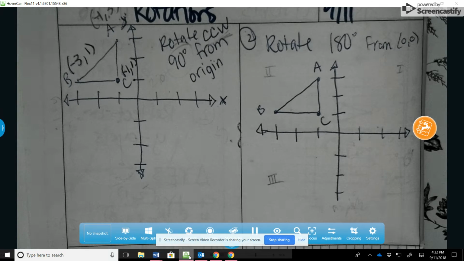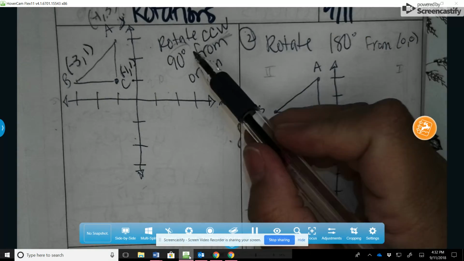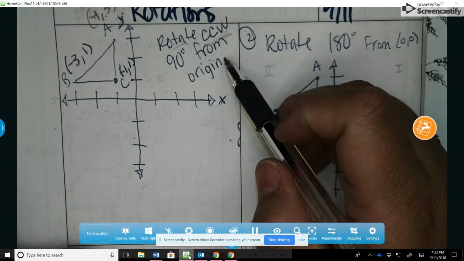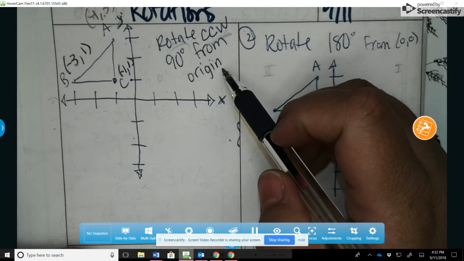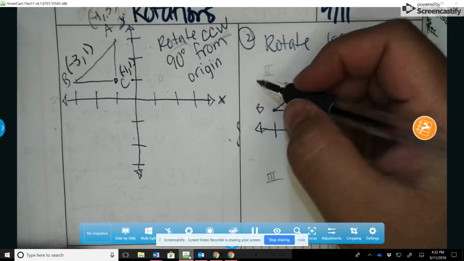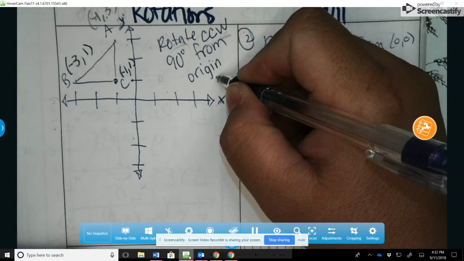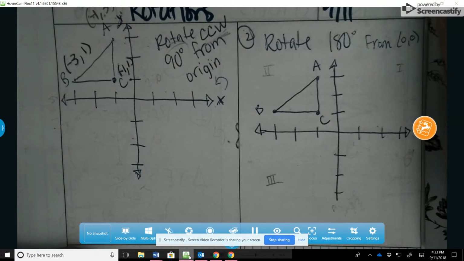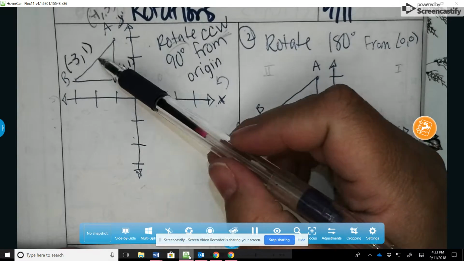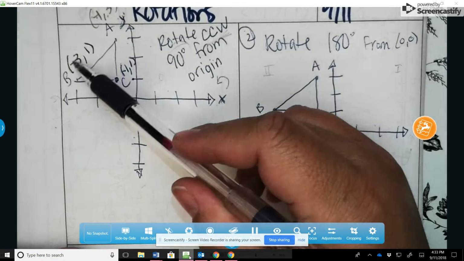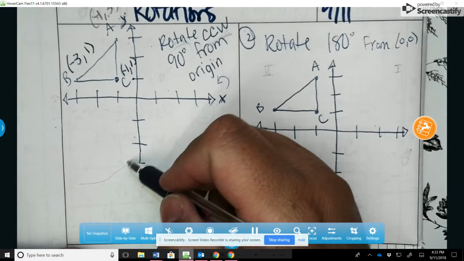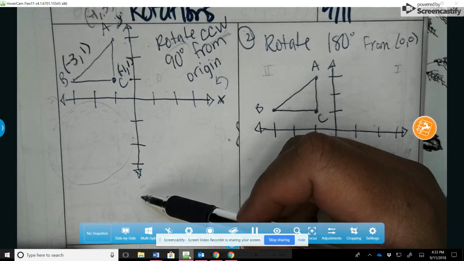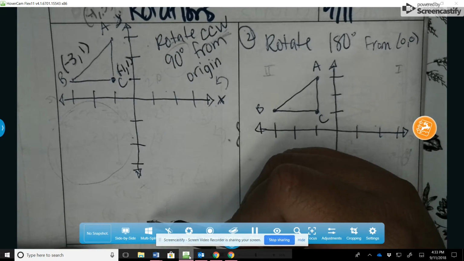So for the first one, we're going to rotate 90 degrees, but it's CCW, which stands for counterclockwise, from the origin. So we are going to go counterclockwise. Counterclockwise goes in this direction, against the clock, in the opposite direction of the clock. Because of this, this figure is going to turn in this same way, so it's going to go in this area. If you're one of those, I would circle that area so that you know where it's going to go.